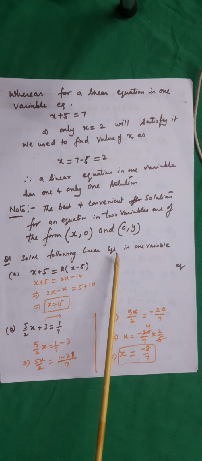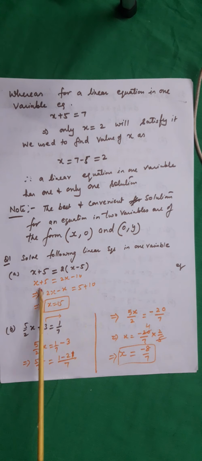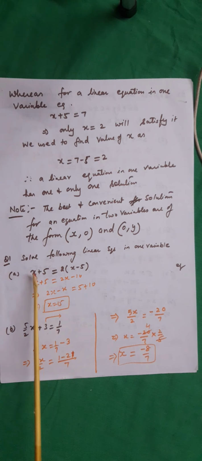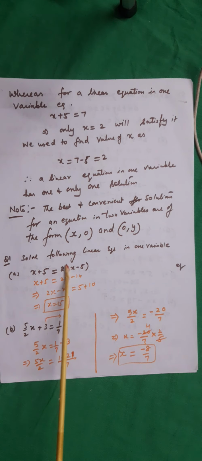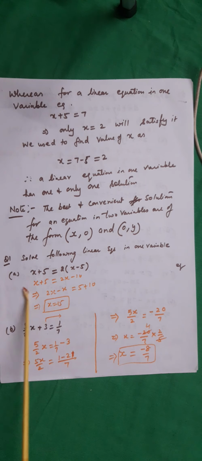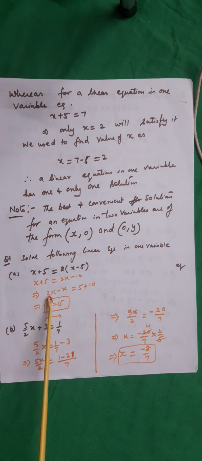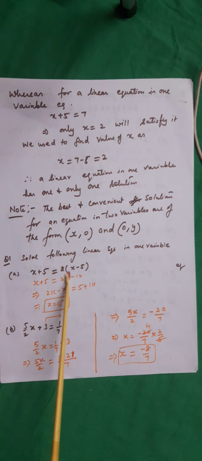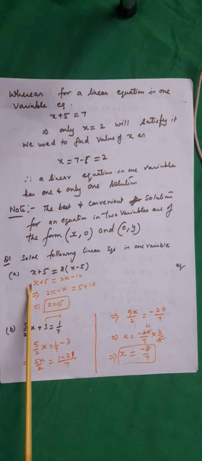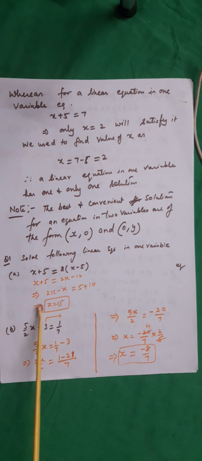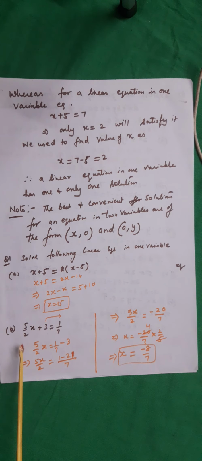Solve the following linear equations in one variable. So let us revise this quickly. x plus 5 is equal to 2 times x minus 5. How to solve? x plus 5 is equal to 2x minus 10, which implies 2x minus x is equal to 5 plus 10. That means x is equal to 15.